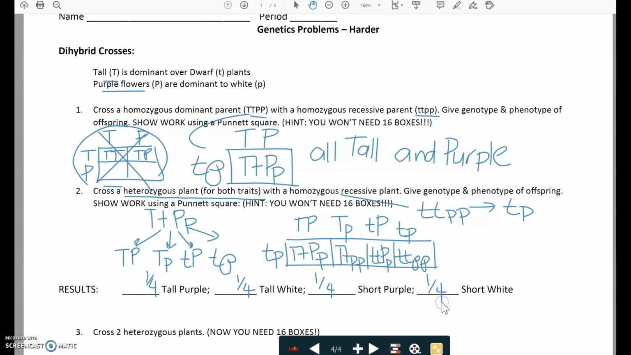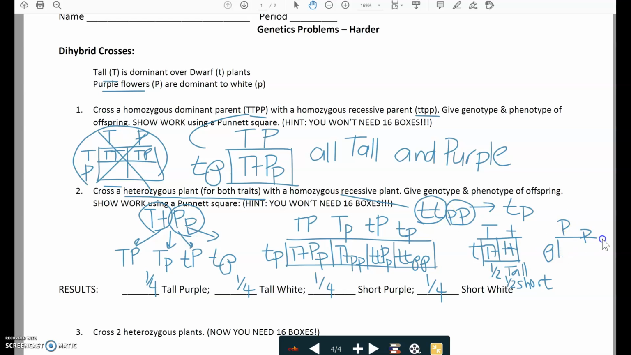Now, product rule. So there was another way you could solve these, right? We could separate back out our t's and just do a cross of the t's. So if we just cross our t's, one parent was big little, the other one was little little, we would get a 1/2 chance of tall and a 1/2 chance of short or dwarf. And now let's do our p's. So they were big P with little p. And same thing, we're going to get a 1/2 chance of purple. Oh, sorry, these are both small p's. Here, little p. So 1/2 chance of purple and a 1/2 chance of white.